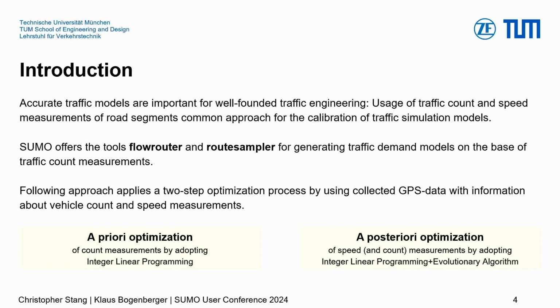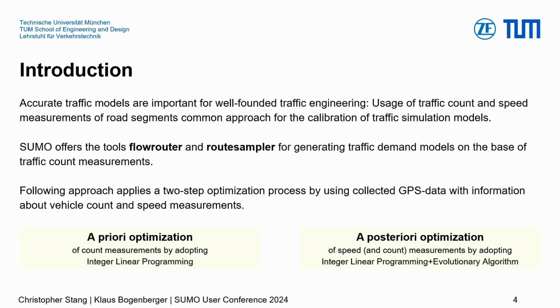But today I don't want to speak much about flowrouter and routesampler, even though they are part of the analysis. I really want to show you the extended methodology. It's a two-step optimization process on the basis of vehicle and count measurements. The source of the count measurements can be manifold. They can range from manual counts, from induction loops, and in our case, they came from GPS data provided by TomTom, but not for free, of course. So we had to pay for that.